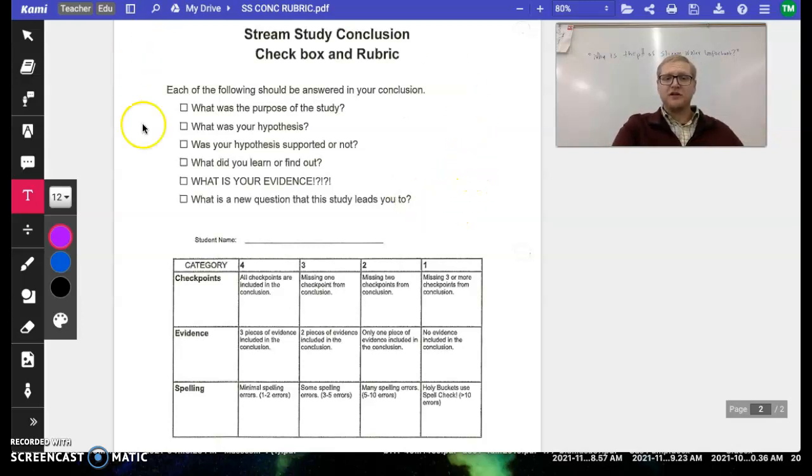So those are the things you need to include in your conclusion. I would suggest, as you write them down, as you type them in your Google Doc, that you check these off as you do them to make sure you have them complete.